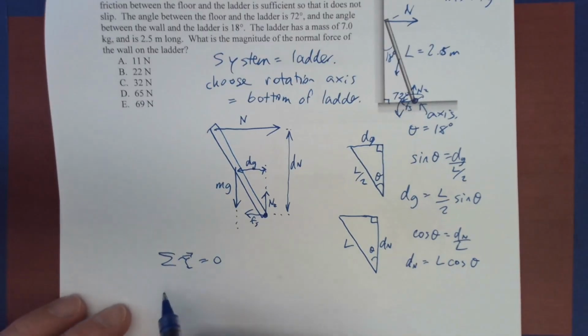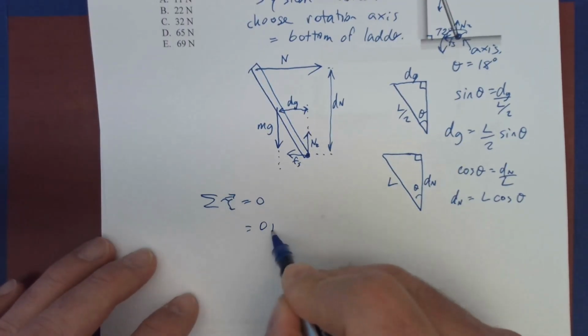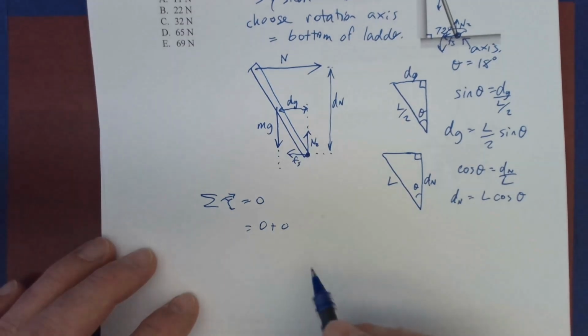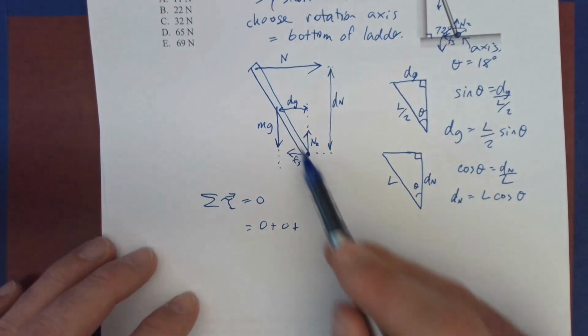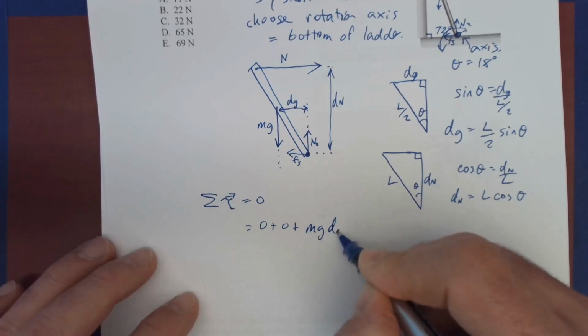So the sum of all the torques here is equal to 0 plus 0. Those are the torques at the bottom because they're acting at the rotation axis, so no torque. This is a counterclockwise torque from gravity, so it's plus mg times dg.